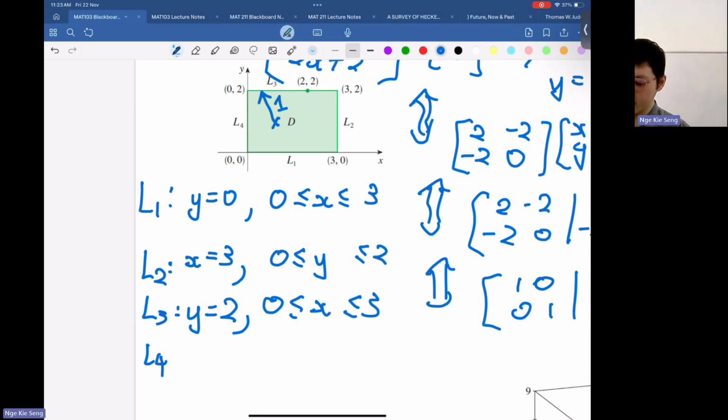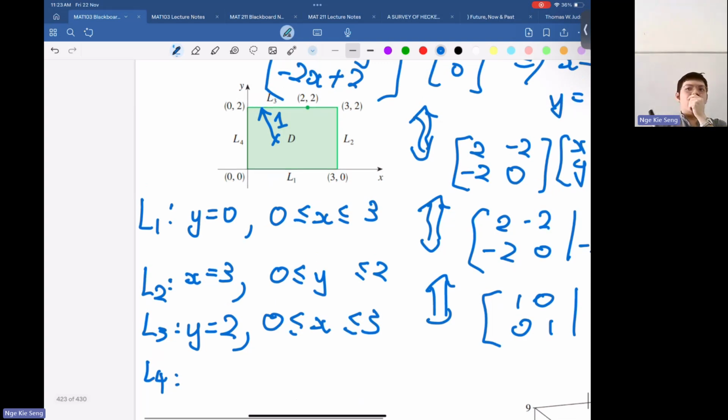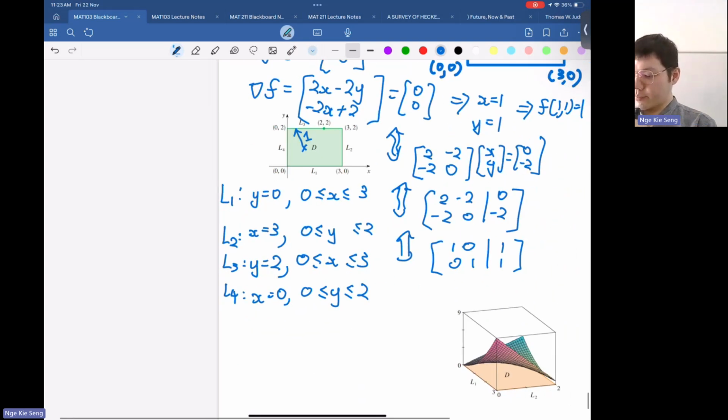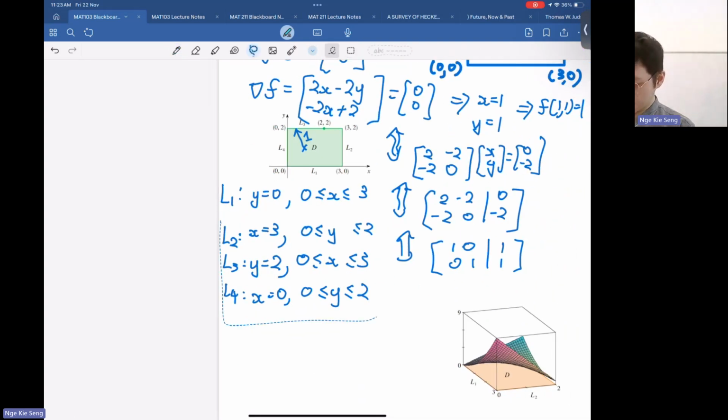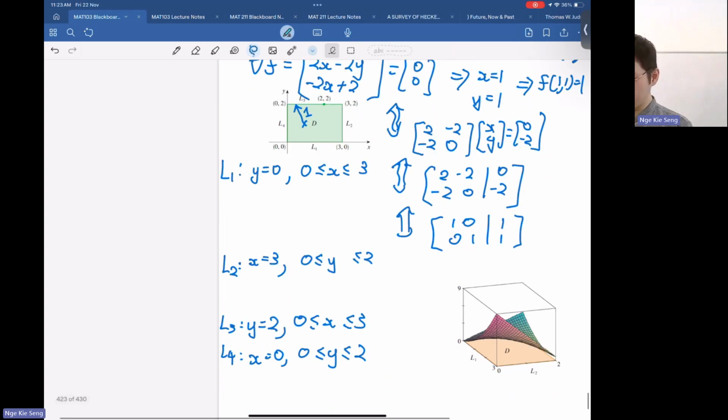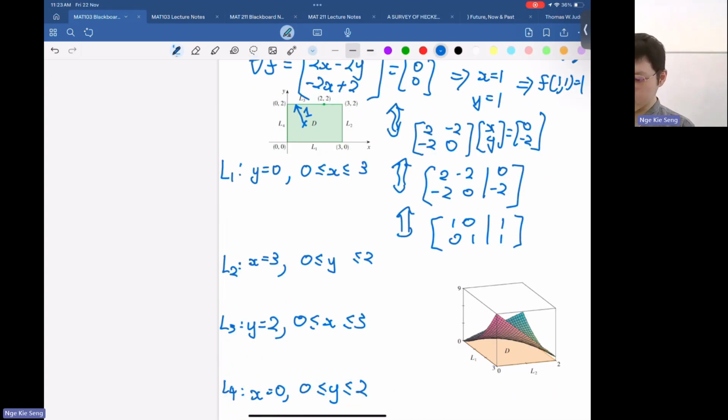L4, so yeah, x equals 0. But I want to restrict my y from where to where? 0 to 2. Good. Okay. So let's compute for all these cases. Let me compute one and then I let you compute the rest.